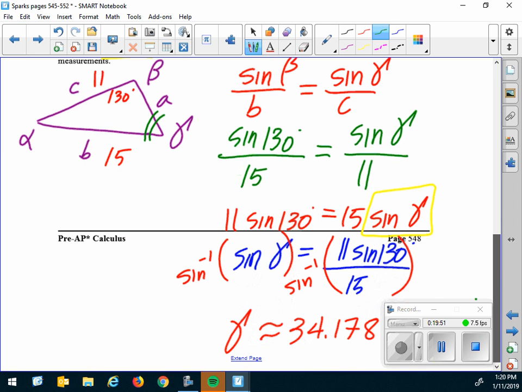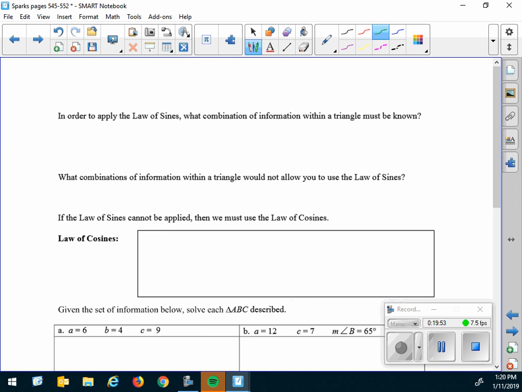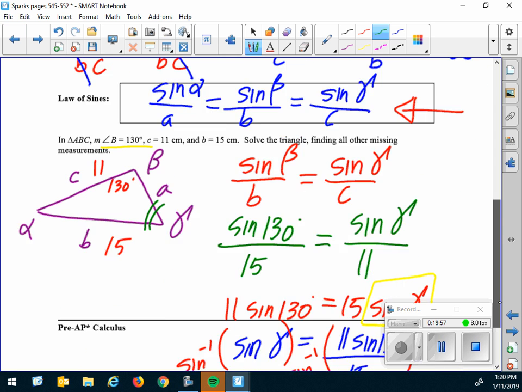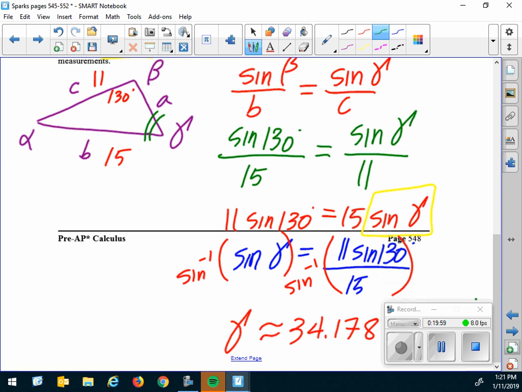Now we know angle beta. You can do 180 minus 130 minus C and that will give you your alpha, correct? I know this angle and I know this angle. And remember, the sum of the three angles of a triangle has to be 180.